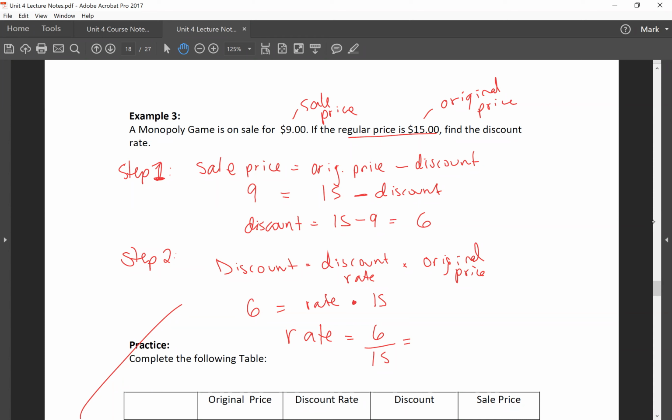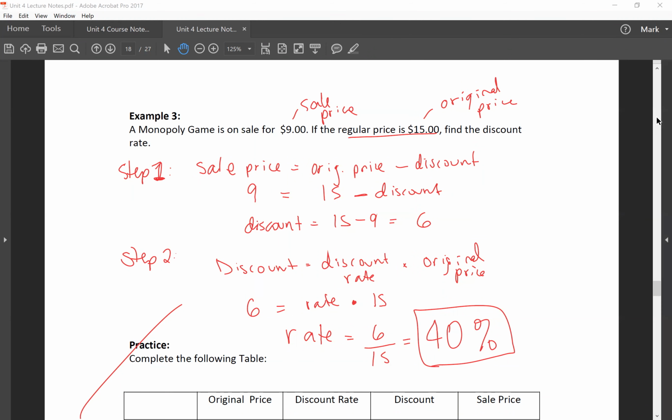Oh, sorry. Yeah, no, that's right. 6 divided by 15, 40%. Well, my calculator says 0.4, but it's 40%. So this is a 40% sale. Perfect, Asthma and Kalsum, perfect.